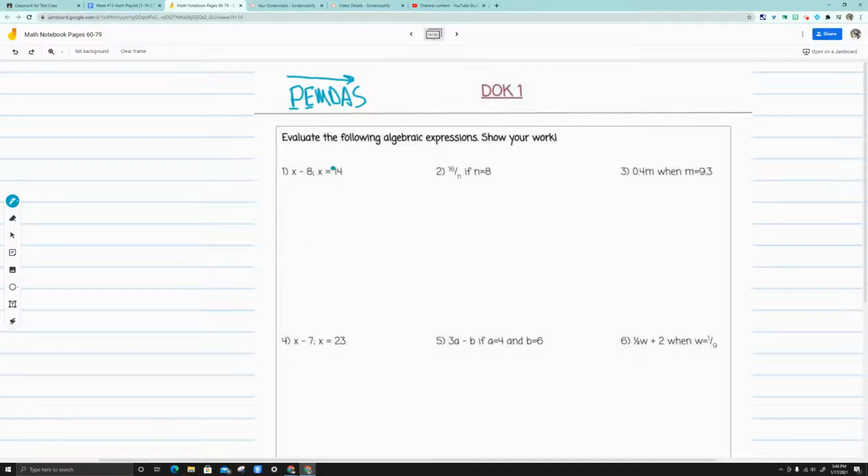So let's start off with number one. X minus 8 and x equals 14. We're going to take this 14 and we're going to plug it into the x. So instead of x minus 8, we're going to have 14 minus 8. All right. We don't really have to worry about order of operations in this case. We have only one operation. We have subtraction. So 14 minus 8 is 6.